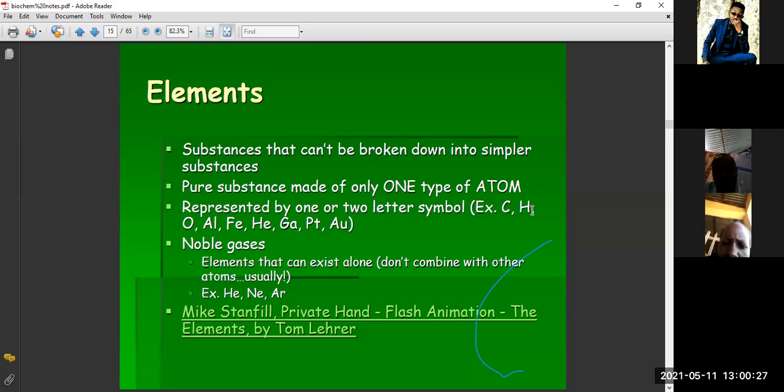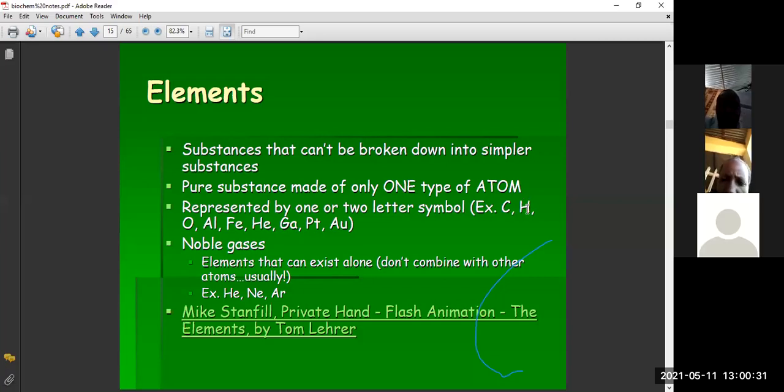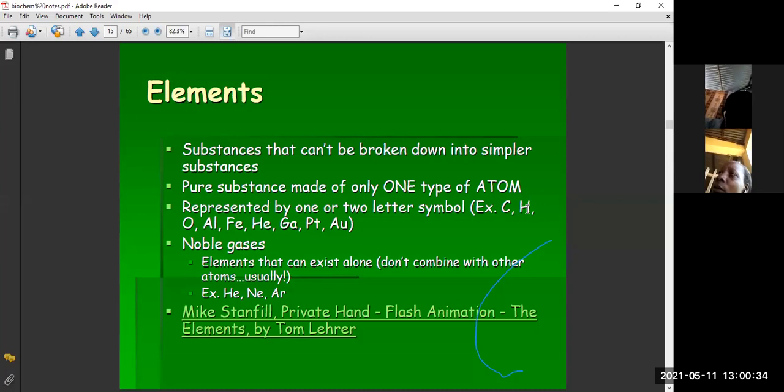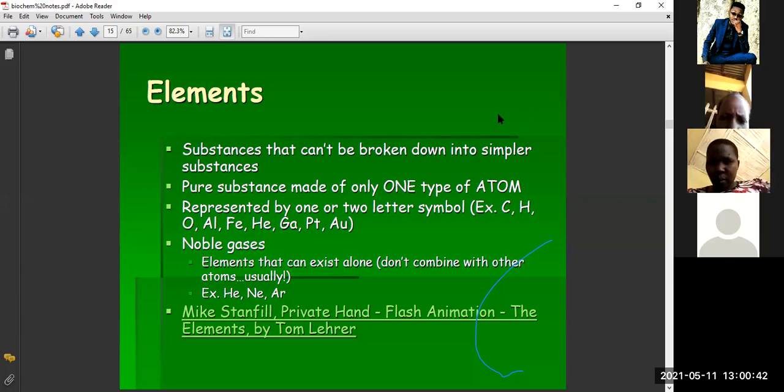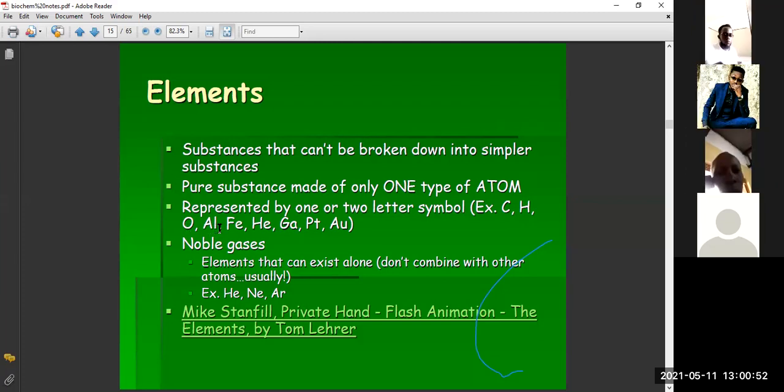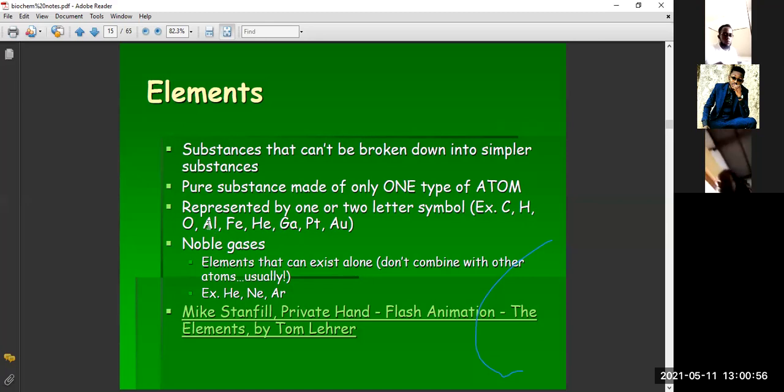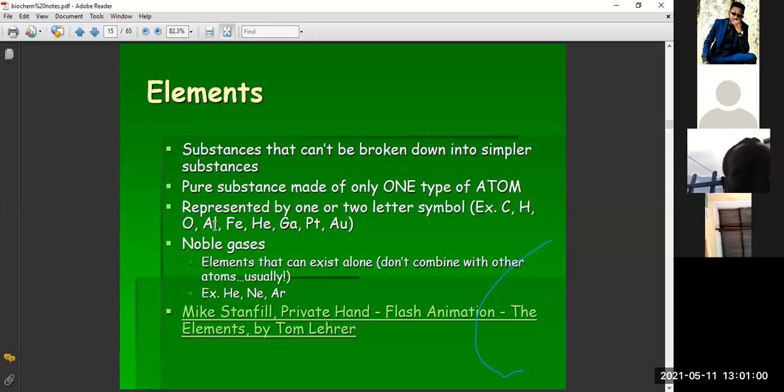Thank you, Elvis. Okay, another one to tell us, H. H is hydrogen. Okay, can I have a different participant for O? Oxygen. Thank you. A different participant. Al. Aluminium. Thank you. A different participant for Fe. Iron. Thank you. A different participant for He. Helium. Thank you.